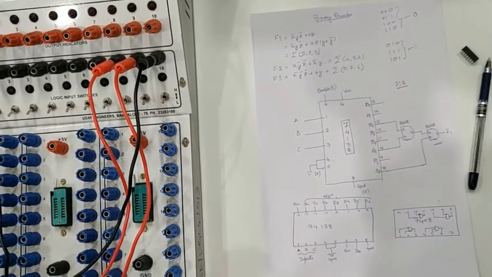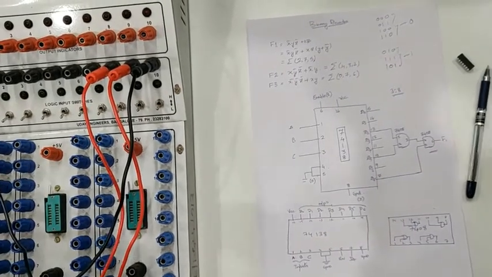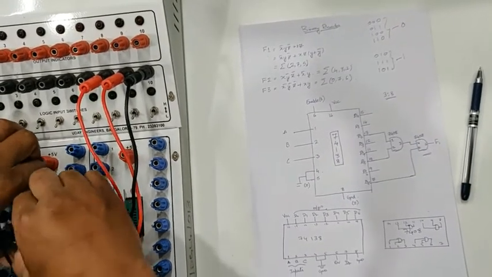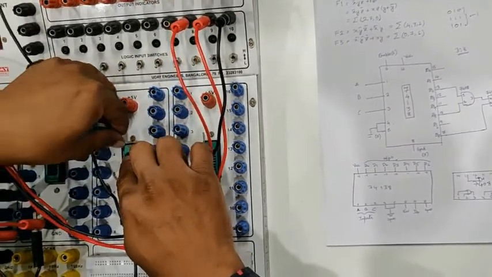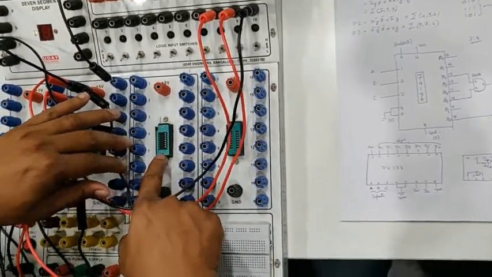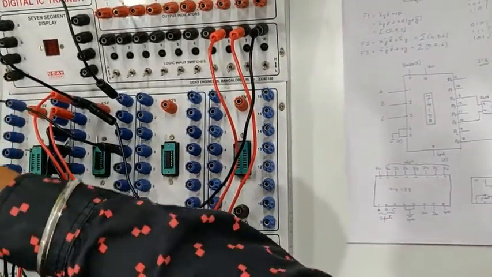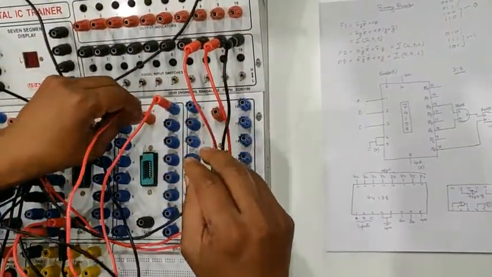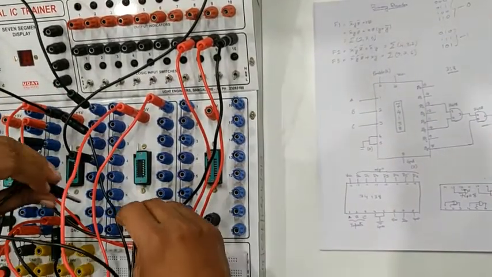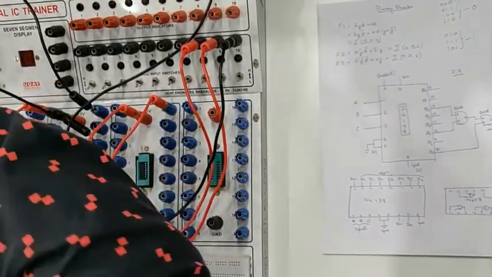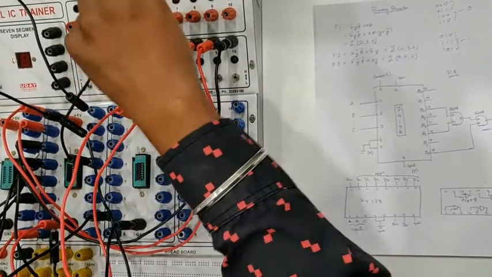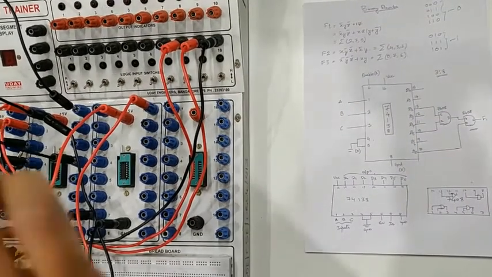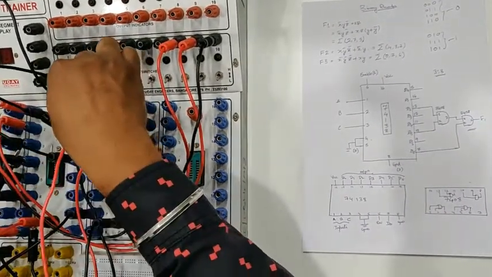So pin number 13 goes to pin number 1 of the AND gate. I'm using the AND gate in the third slot. Now this is a 14 pin IC, so the last 2 slots are vacant. Pin number 14 is VCC, and pin number 7 is ground. Then we connect pin number 13 of the 74138 to pin number 1 of this AND gate IC.